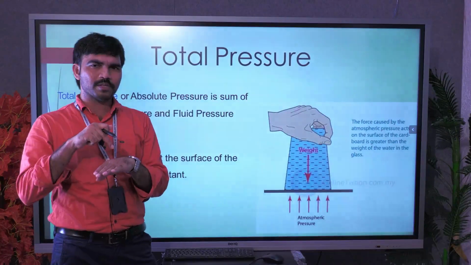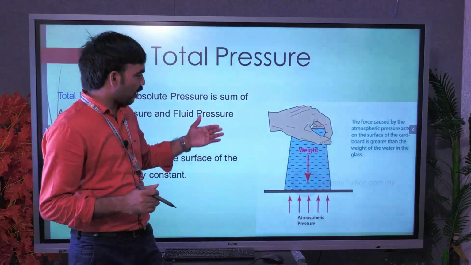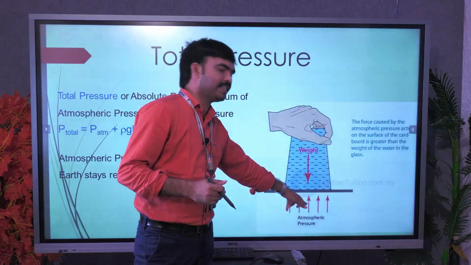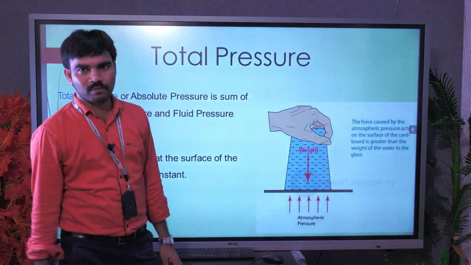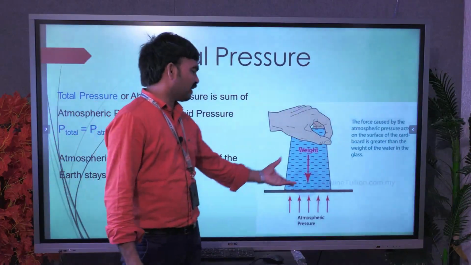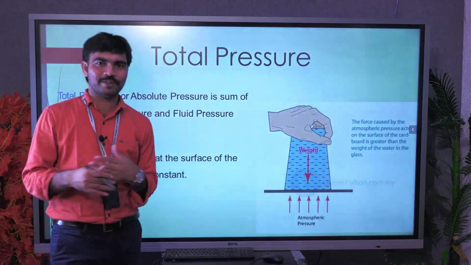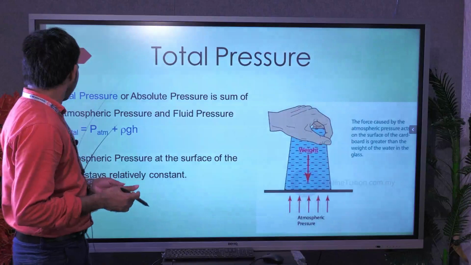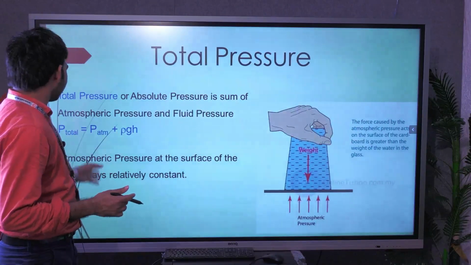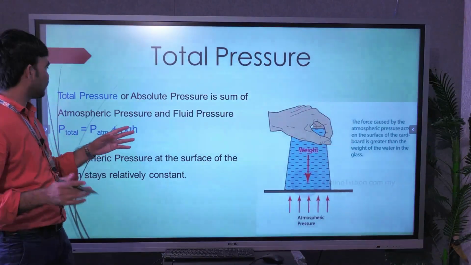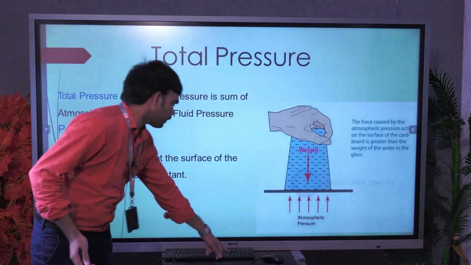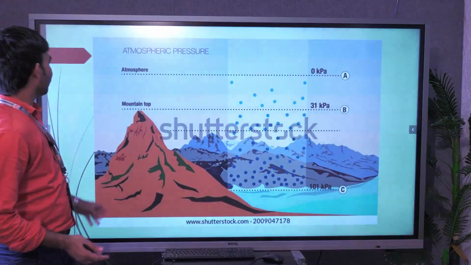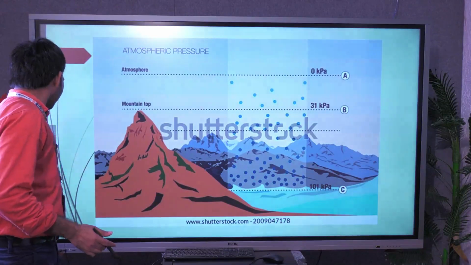In that case, if you apply a small push, if you increase the weight, and this weight exceeds the atmospheric pressure, what will happen? The water will fall down immediately. So this is a simple experiment we mostly used to do in our childhood. So this we already discussed, right? The total pressure, the absolute pressure, is nothing but atmospheric pressure plus gauge pressure.